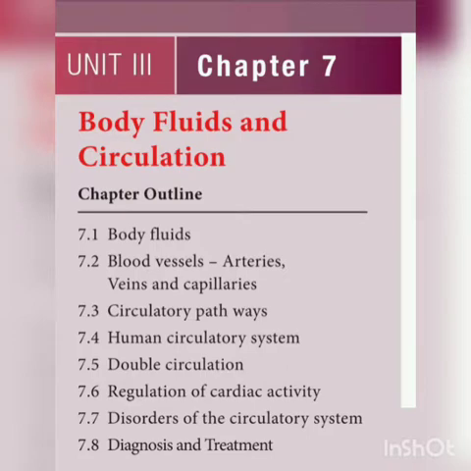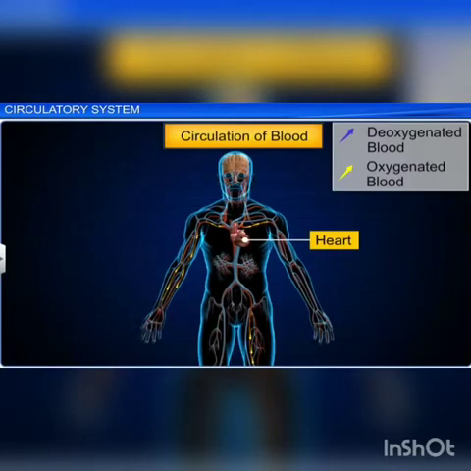Previous week, we started Unit 3, 7th chapter, Body Fluids and Circulation, and we have completed body fluids. Today, we will start with blood vessels. If you see the structure of blood vessel, the vessels that carry the blood are of three types. They are the arteries, veins, and capillaries.